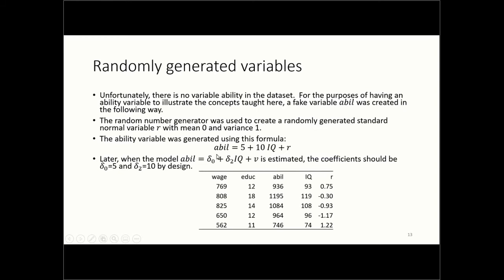Okay, so now that I've generated this variable ability, let's assume that this here is our actual data. I would work with ability as if that was a true variable. Again, you should never do this for a research project. I'm just using it for teaching purposes to illustrate what would happen if we actually had such a variable, but we don't use it. Okay, so here we have wage, education, ability, and IQ. Let's suppose this is the data set that we have.